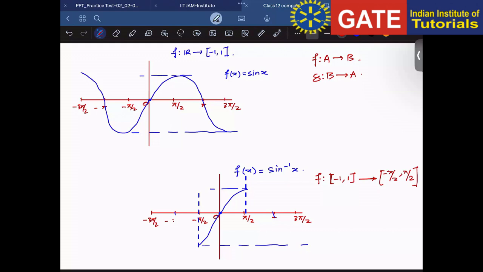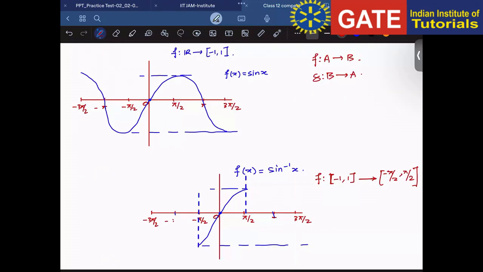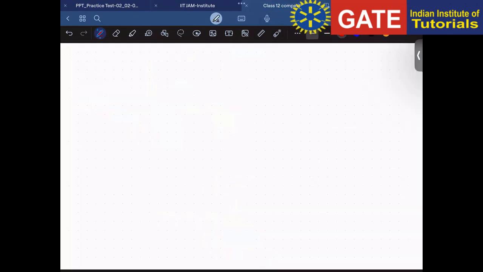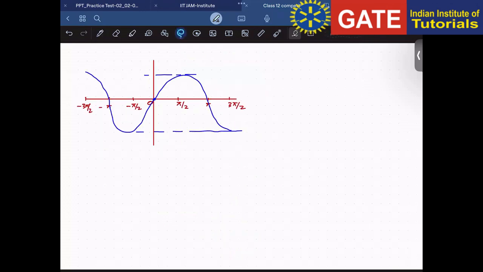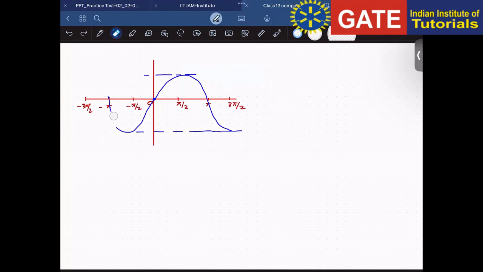So similarly, if we see cos inverse x, see. How is the graph for cos inverse x? Cos 0 is 1, no? So how will the graph be? It will be like this, and at π/2 it is minimum, and then again like this. Correct, no?